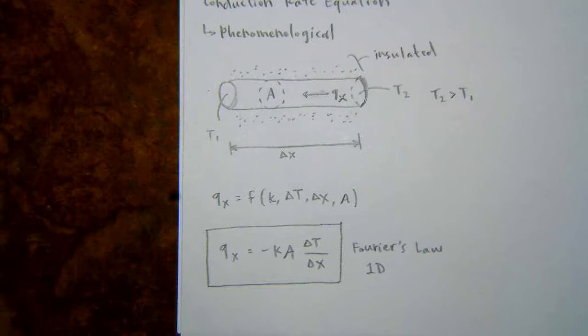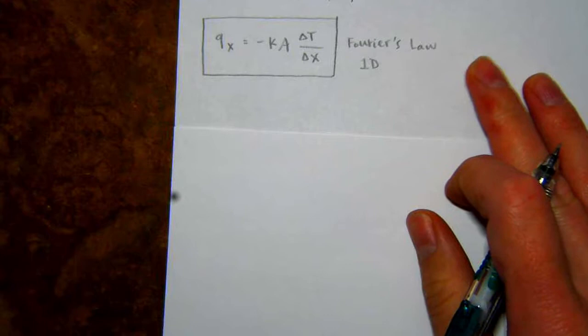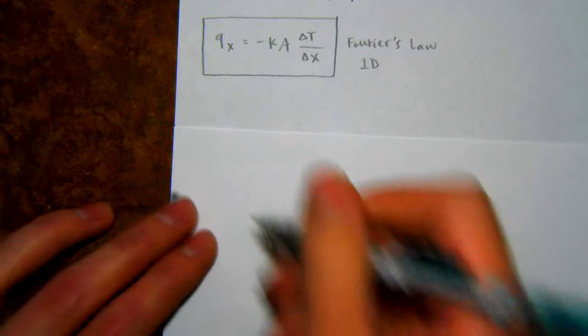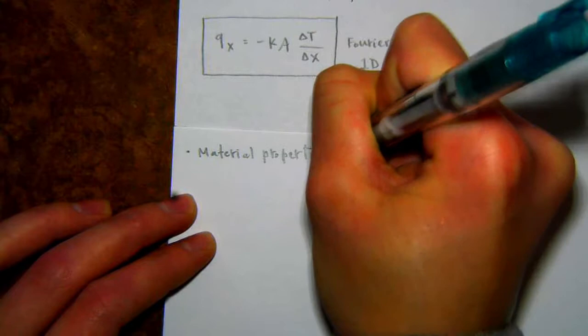Okay, so let's take a little sidetrack and talk about the material property k and some other important material properties. And then we'll continue on talking about Fourier's law. Are there any questions about the development of Fourier's law?